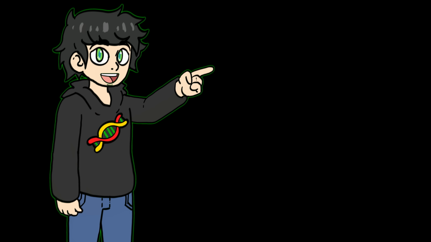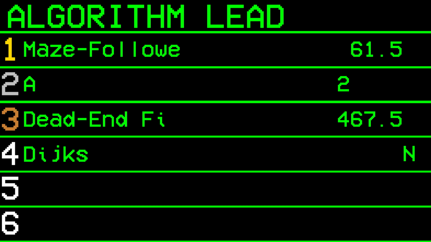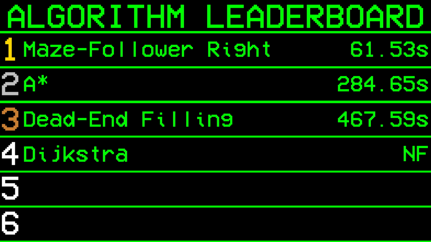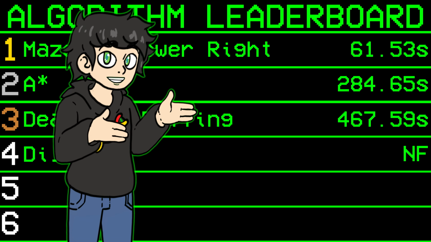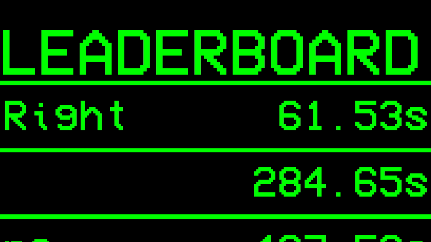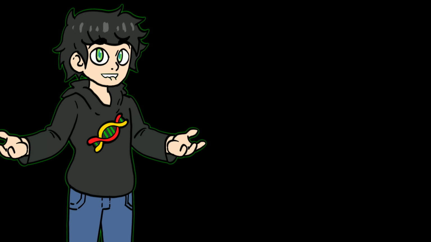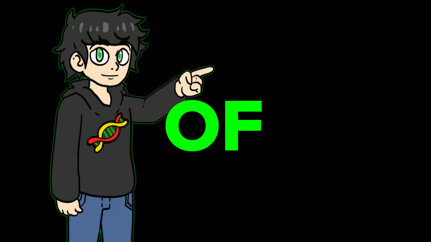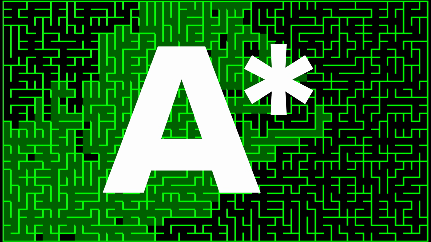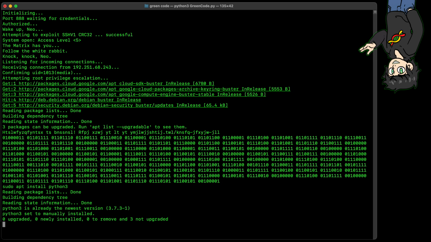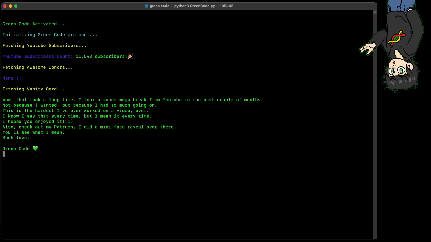Finally, let's try A-Star. Okay, it took 284.65 seconds, which is not that bad, it's the second fastest time. And although it wasn't as fast as Wall Follower, it gave me the most optimized solution in the least time. And for this reason, and because it's also one of my favorites, I officially declare A-Star as the winner of the final race. Alright, I hope you enjoyed this video, and I hope to see you in the next one.